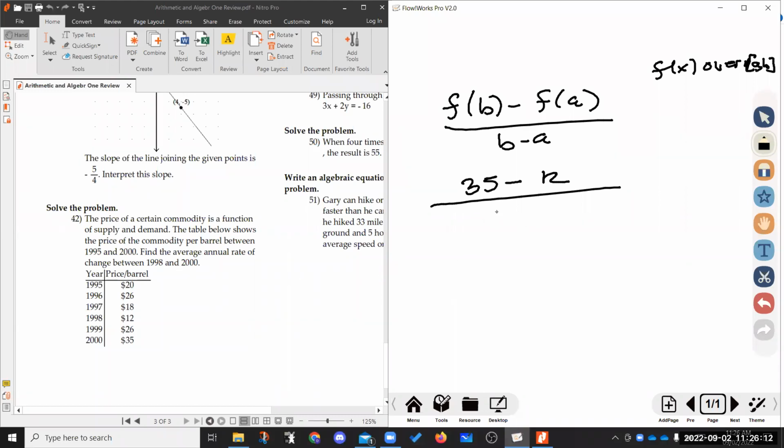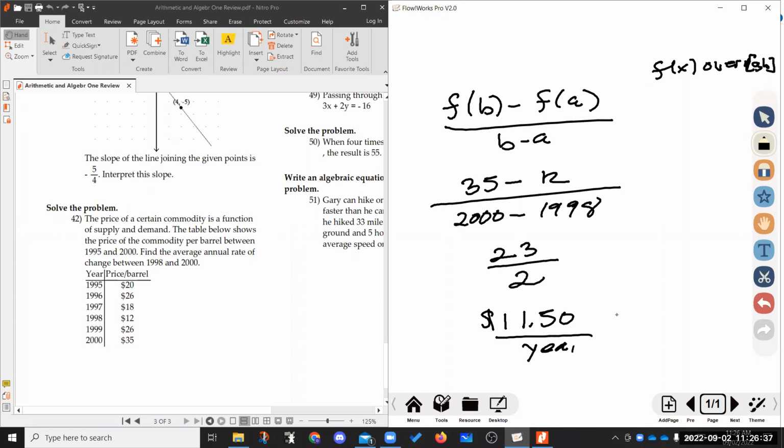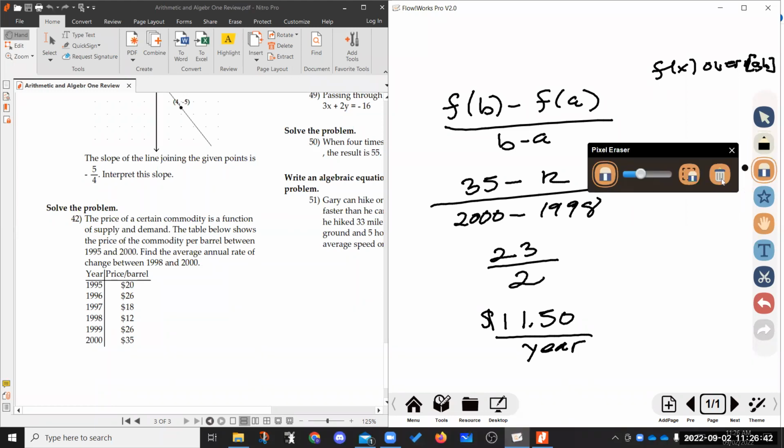So then we need 2000 minus 1998. So in the numerator, we're going to get 23, and in the denominator, we're going to get 2. So this is going to be on average $11.50 per year is the average rate of change.